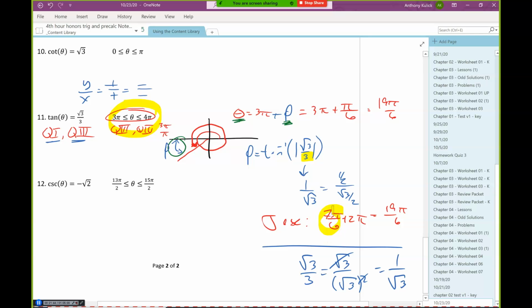So the 7 pi over 6 ensured it was in the correct quadrant, but then I had to check that it also lay inside of that interval that we're asked to find our answer at. Since it didn't, and it was too small, I just knew to add 2 pi to it, and that would take care of it. Bella.